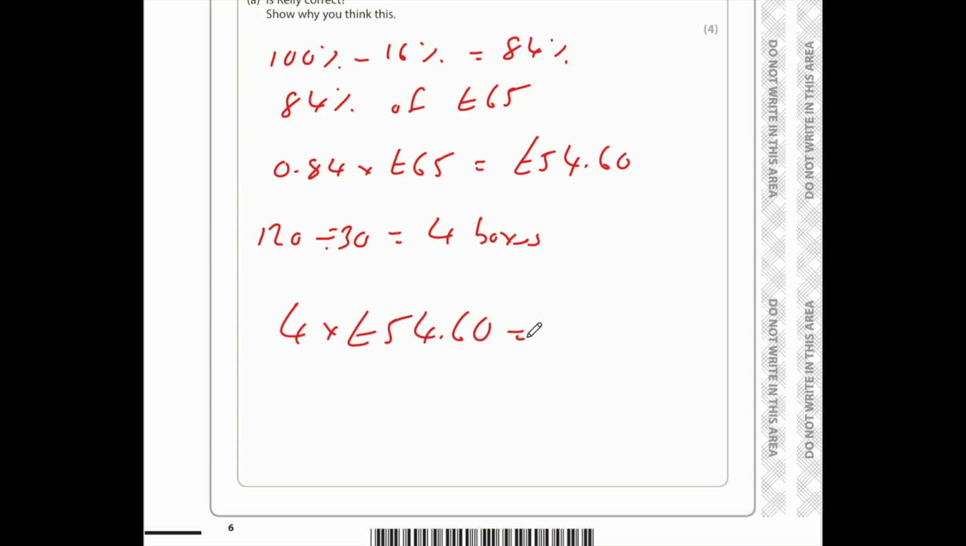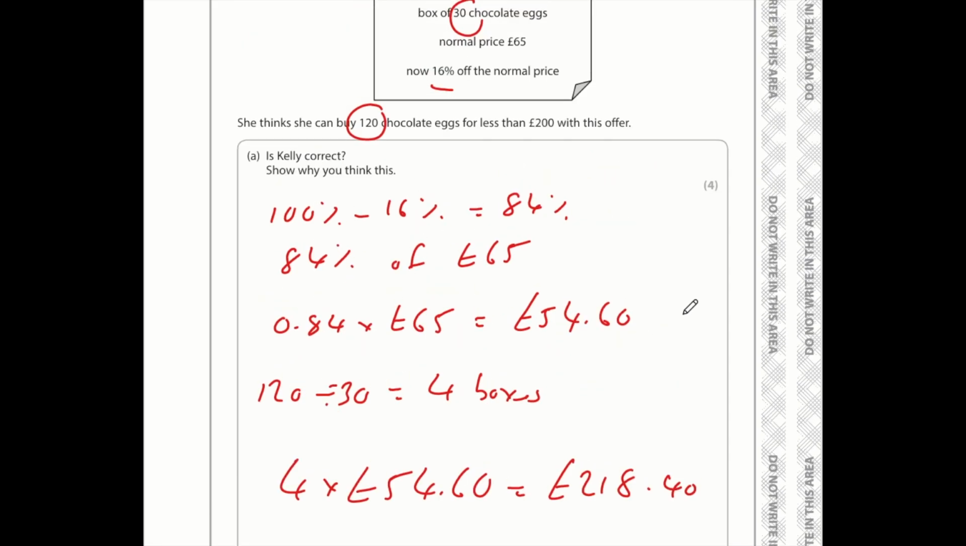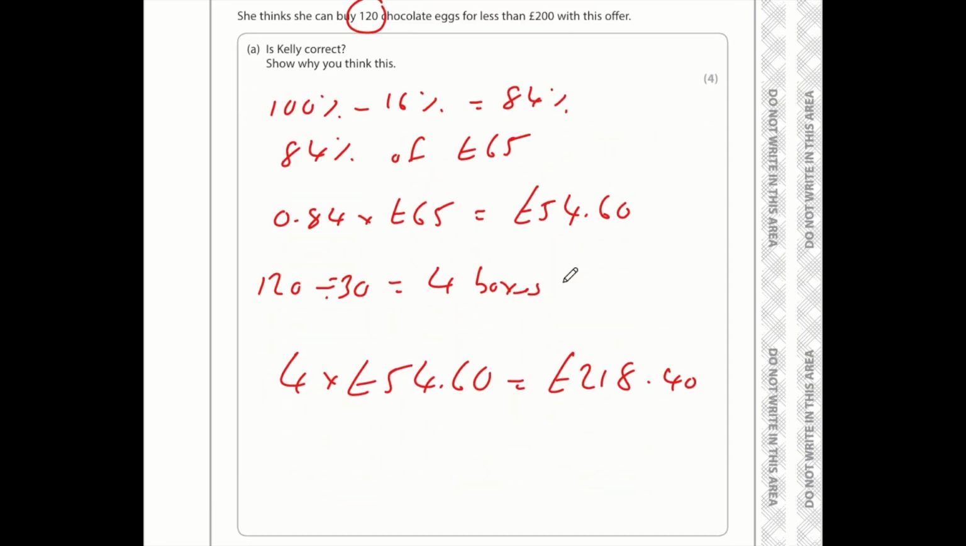That's definitely going to be more than £200. That comes to £218.40. So she thinks she can buy 120 chocolate eggs for less than £200 with this offer. She is wrong.